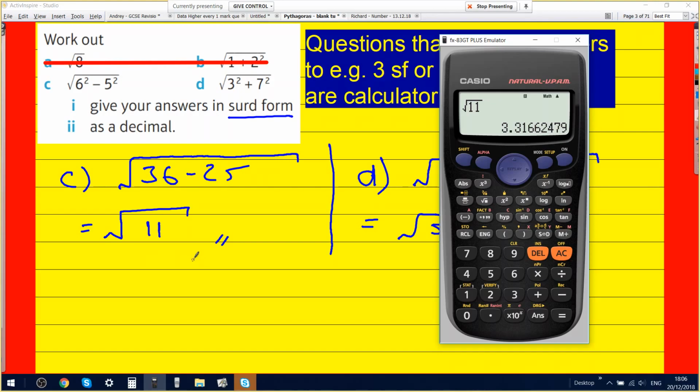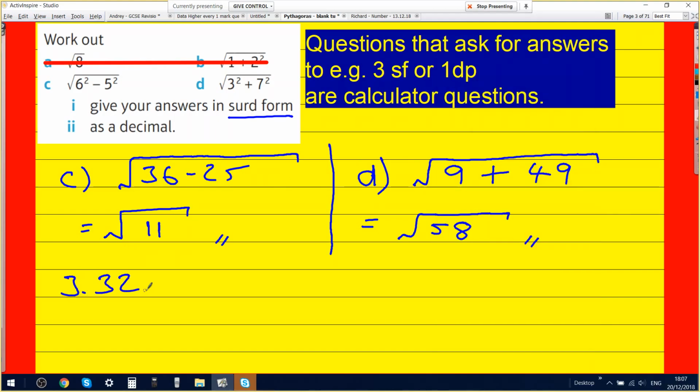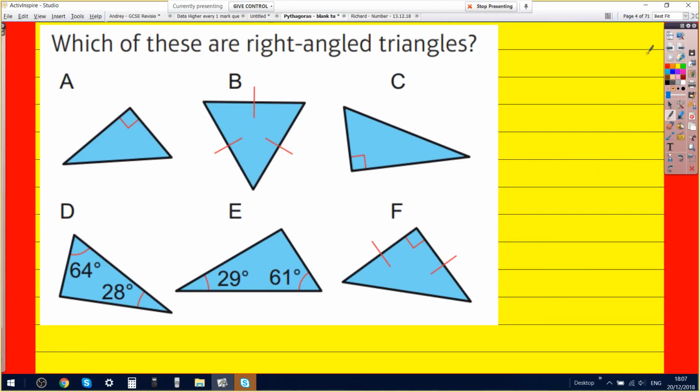3.31. So that would be if it rounded down. 3.316. 3.32. It's closer because the number after the 1 is 6. If it's 5 or more, you round up. Okay, it's closer to 3.32. If it says 3 sig fig or 1 decimal place, it's a calculator question. If it says surd form, it's a non-calculator question. Okay, how about this one?